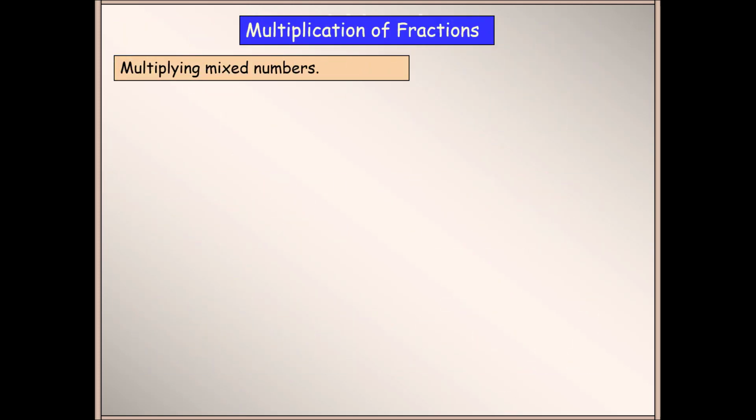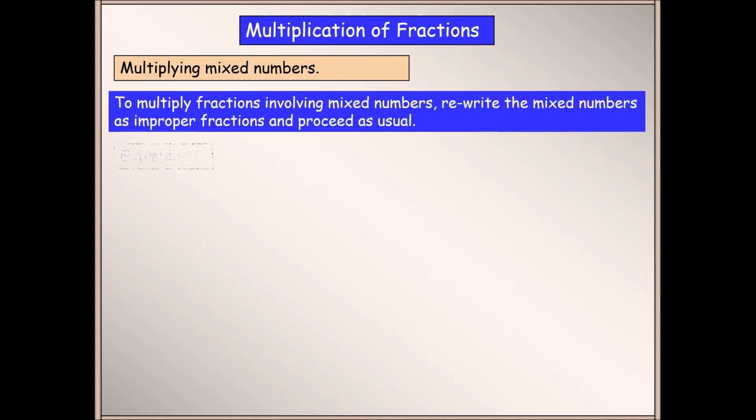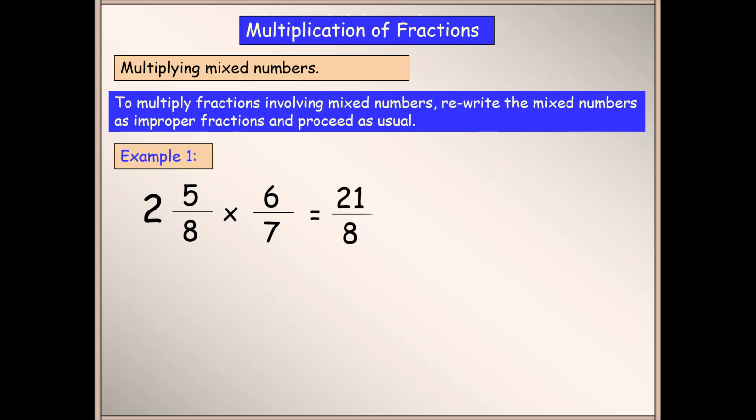You are awesome. Multiplying by mixed numbers. To multiply fractions involving mixed numbers, rewrite the mixed numbers as improper fractions and then proceed as usual. So for example, we've got a mixed number here. It's very important to first change it to an improper fraction. And now we can see if we can simplify or cancel before we multiply.